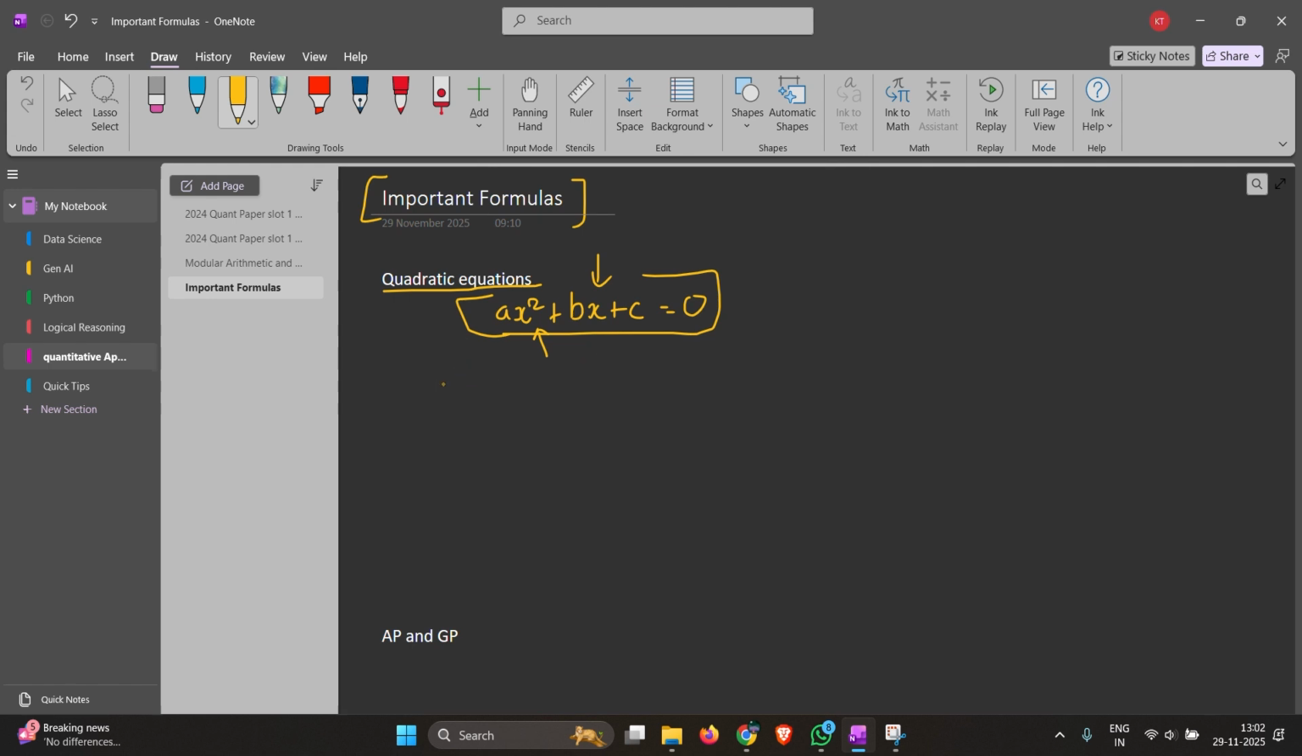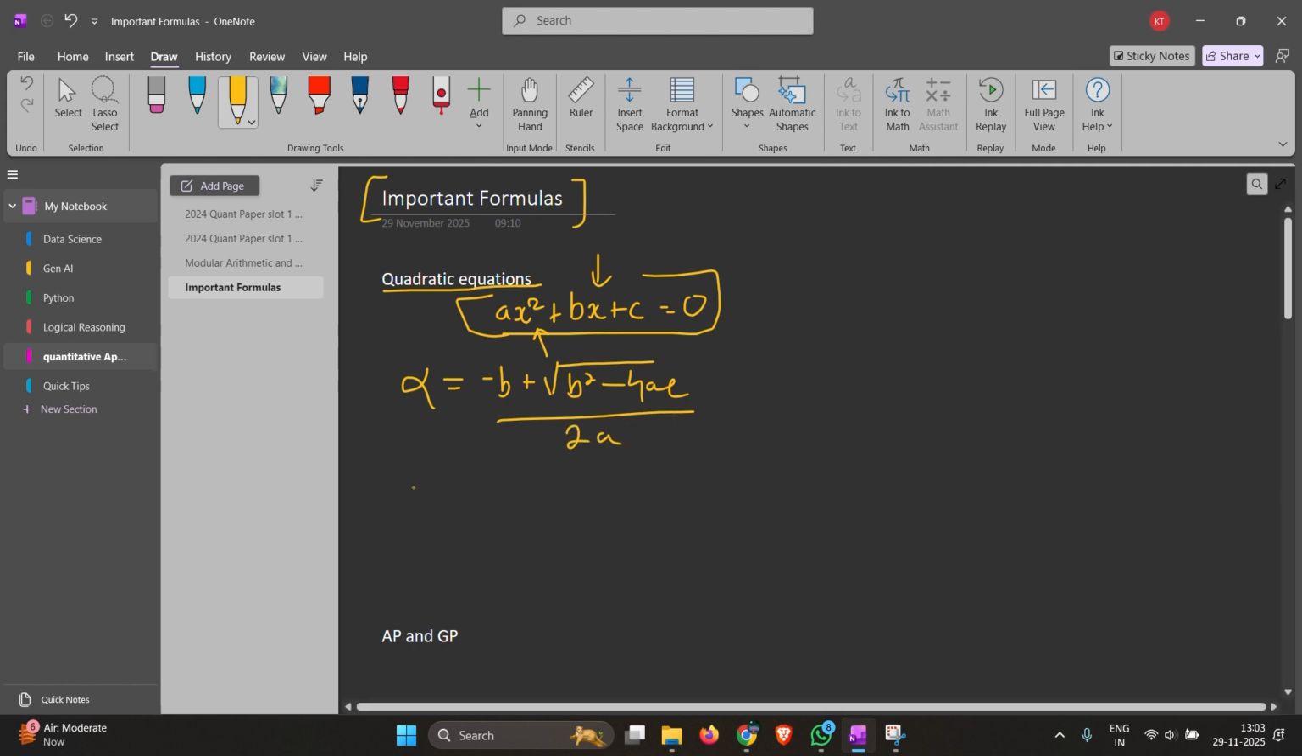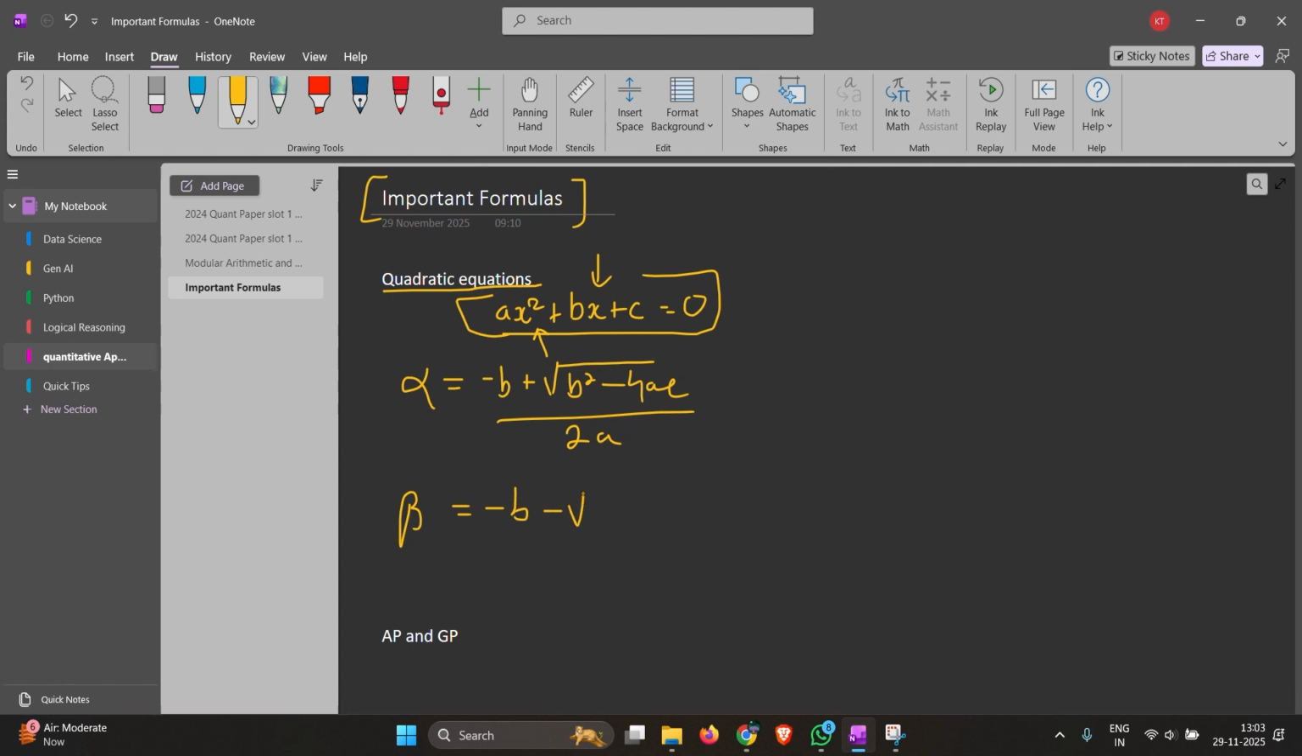But generally we have two roots. We call the first root alpha, equal to minus b plus root over b square minus 4ac, upon 2a. And the second root beta is equal to minus b minus root over b square minus 4ac, upon 2a. So this is the formula for finding both the roots.